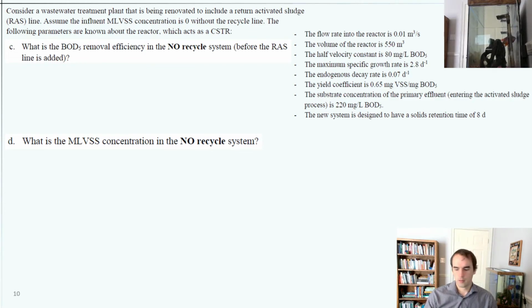Part C asks, what is the BOD removal efficiency? Again, on your own, this is kind of the same deal. And part D is also asking what is X final. And again, I'm going to say on your own, based on what we looked at at the beginning of class.